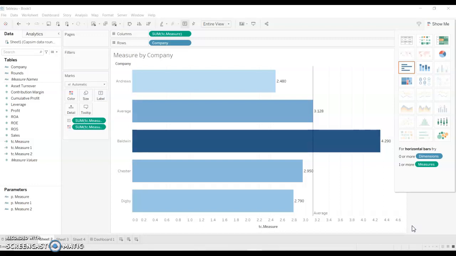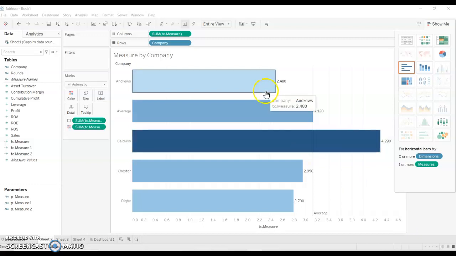So after 8 rounds, we were able to collect all this data and put together a little Tableau assignment. Me personally, I chose rounds 5, 6, and 7 as I thought those were a good 3 rounds to show my company, Baldwin, which after making a Tableau assignment, I realized was a good choice.